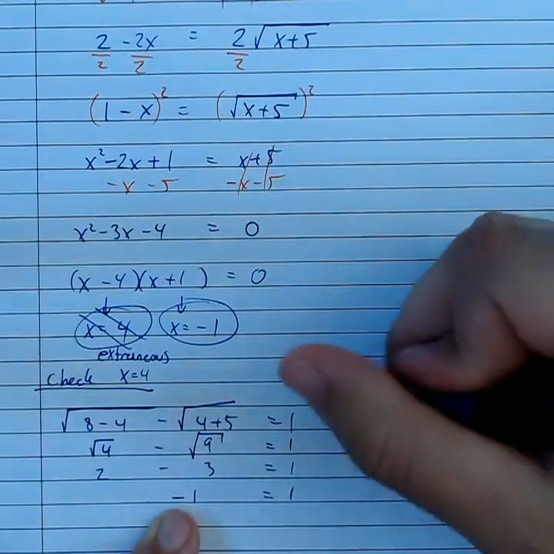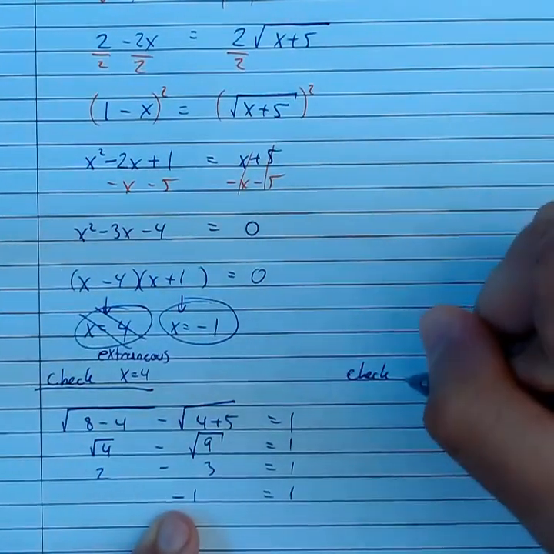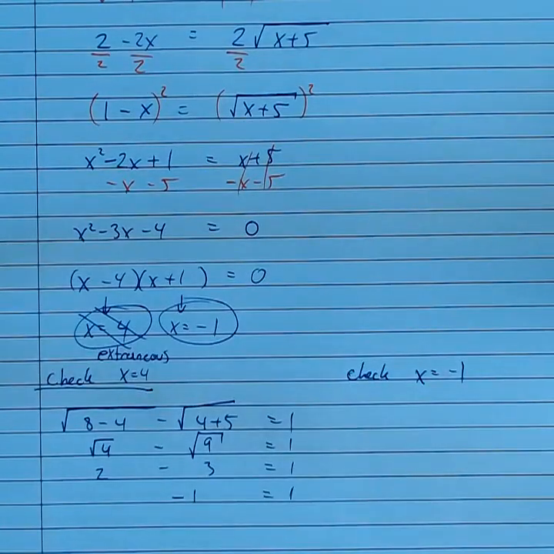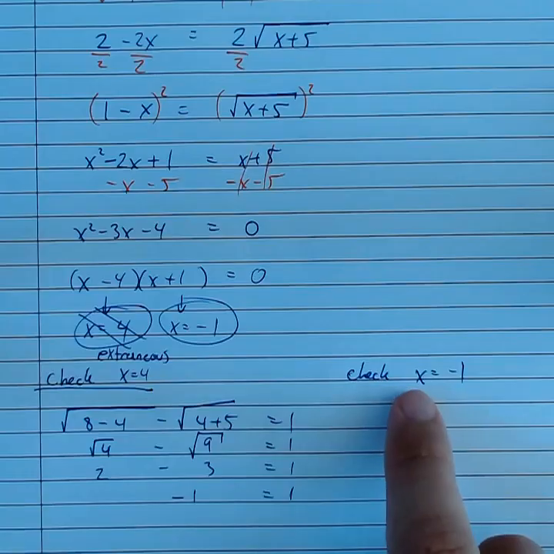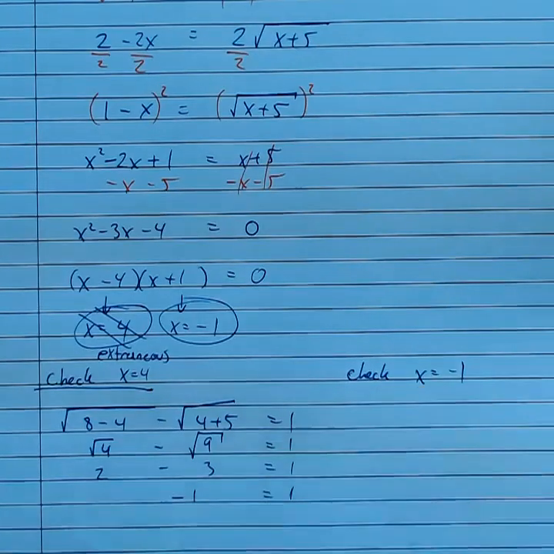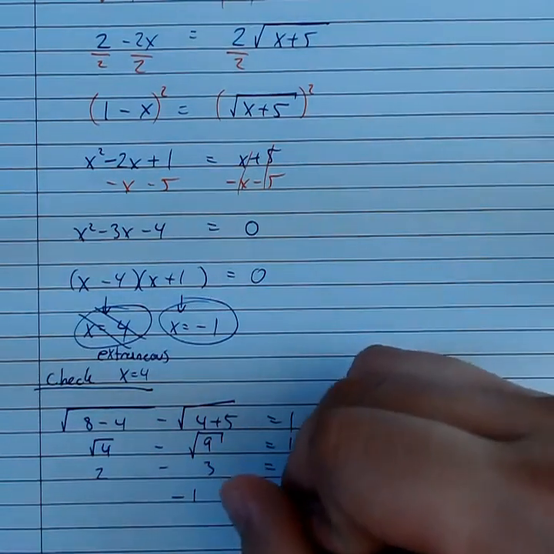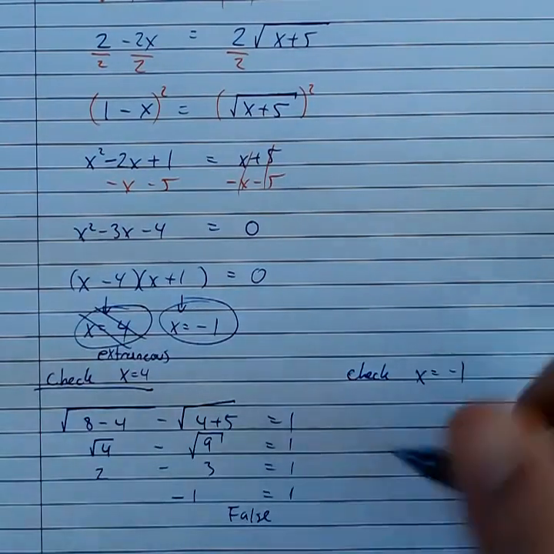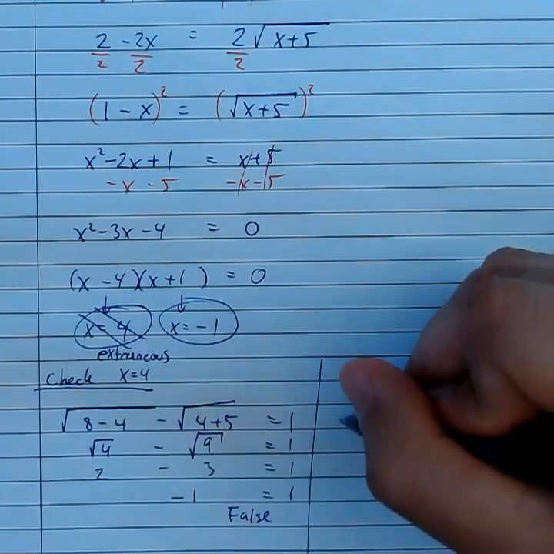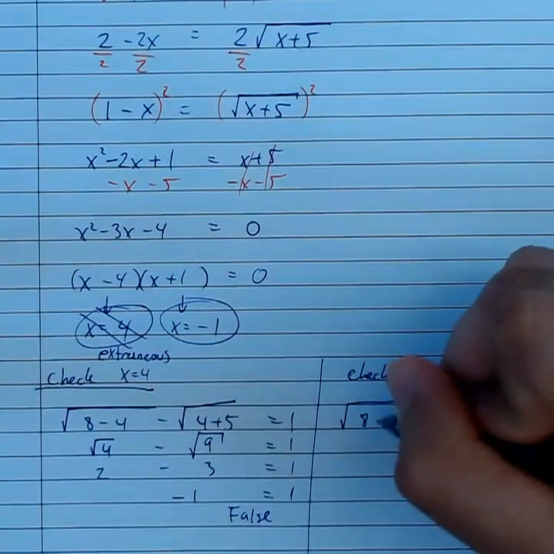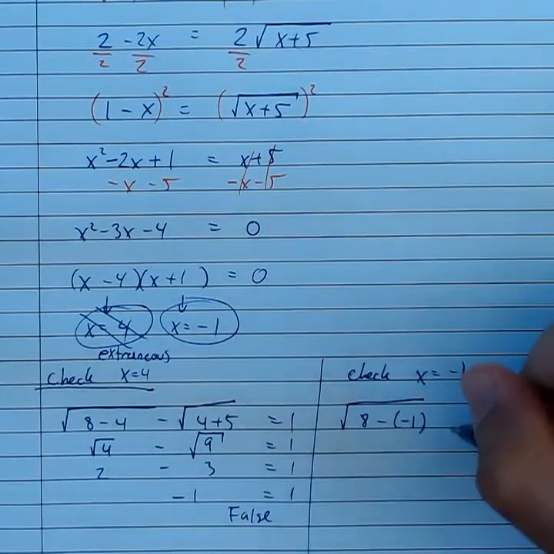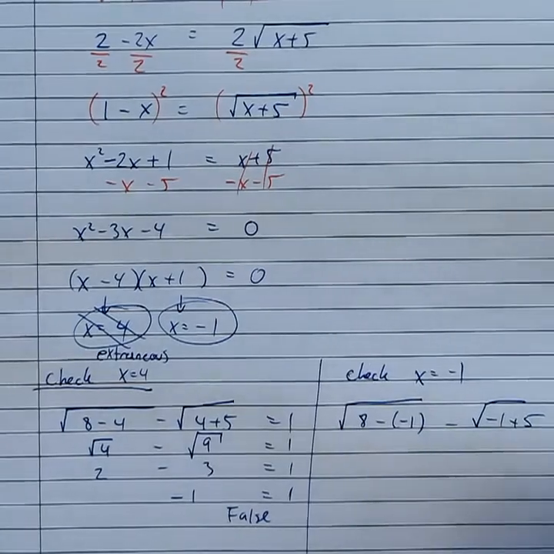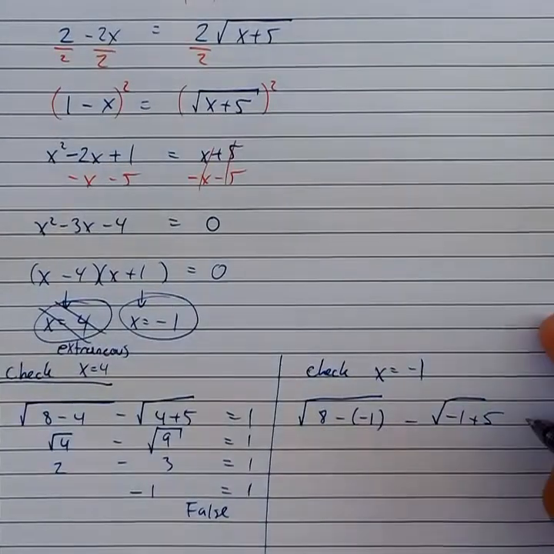Okay, so then let's check the other one. Let's check x equals minus 1. If that one works, well, then that's the only valid solution. Oh, but if it doesn't work, that means we won't have any solutions. So here, notice this is false. And that's what makes this extraneous. All right, let's check this other one here. Square root of 8 minus a negative 1 minus square root of negative 1 plus 5. And that's supposed to equal 1.